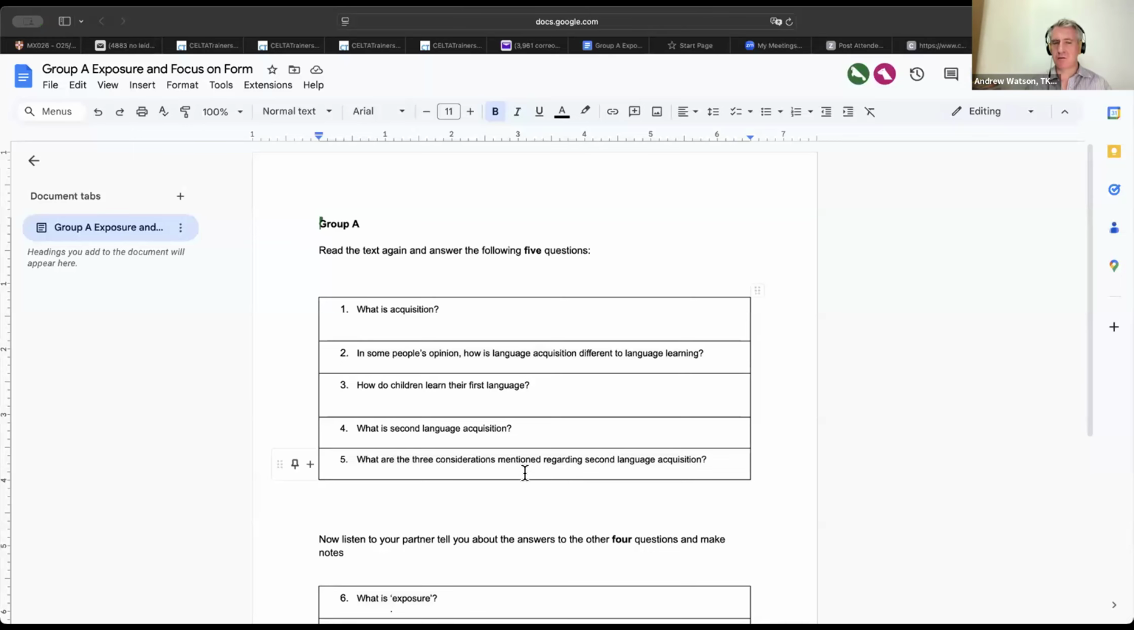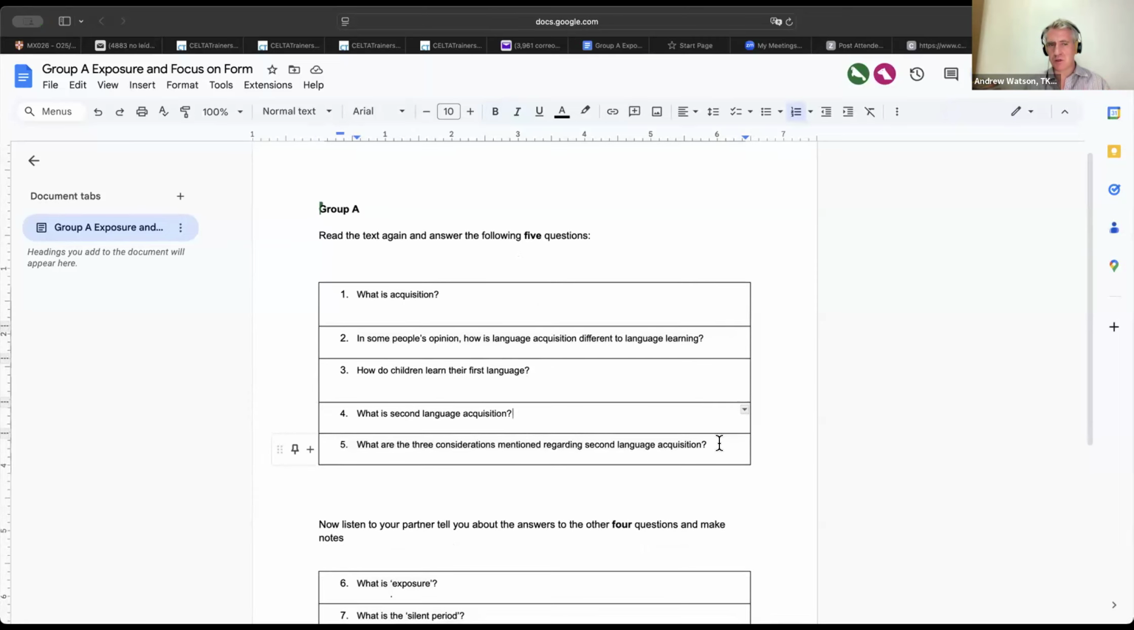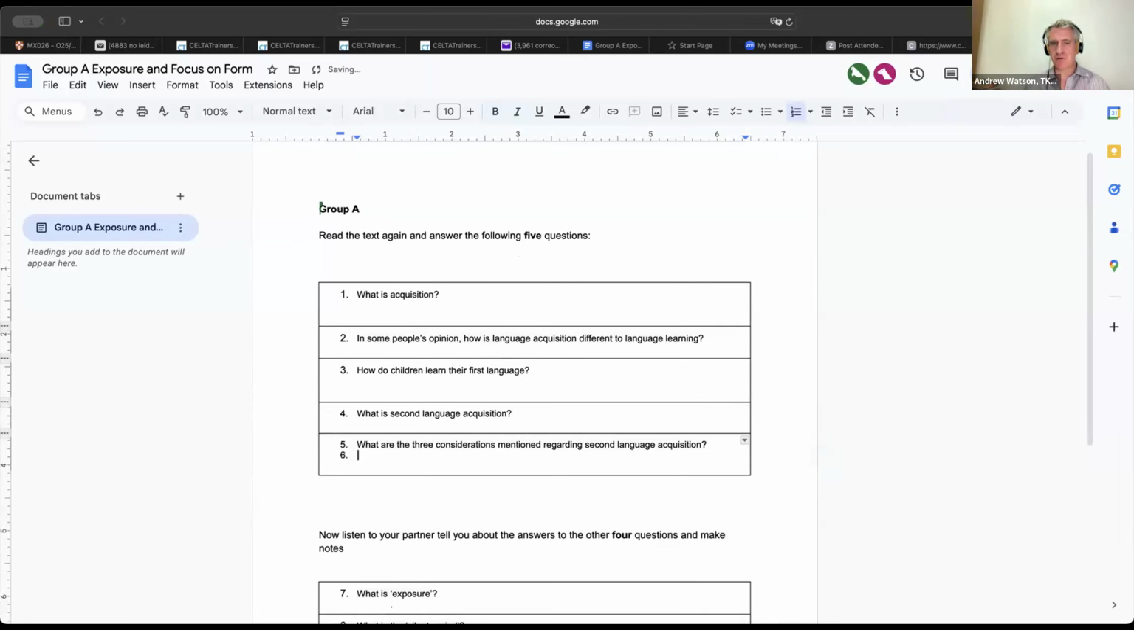So group A, you're going to try to answer those 5 questions. I'm going to put you into breakout rooms for 5 minutes to try and answer them. They're all in the text. What is acquisition? How is it different from language learning? How do they learn their first language? What is second language acquisition? What 3 considerations are there?